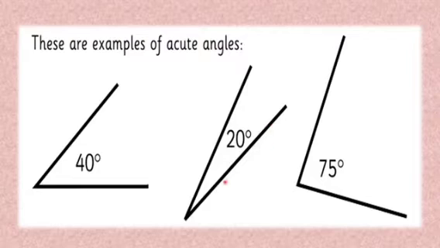So this also is an acute angle, because if we consider this line as the baseline, we need to measure how much the other line is displaced from here. This angle is 20 degrees. 20 degrees is less than 90 degrees, so it is called an acute angle, or this becomes an example of an acute angle. Now 75 degrees.